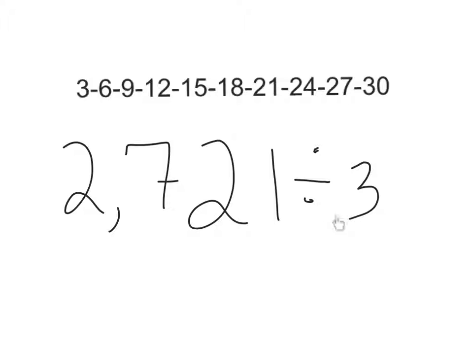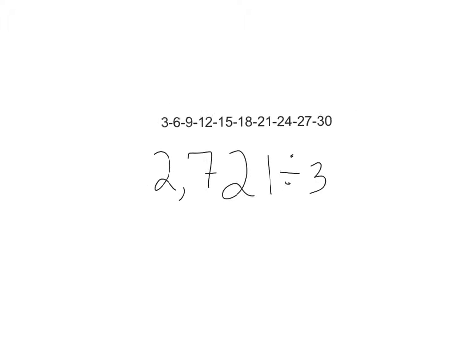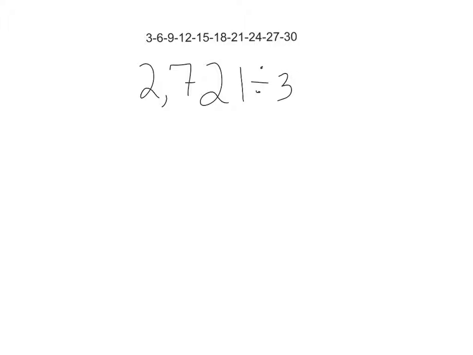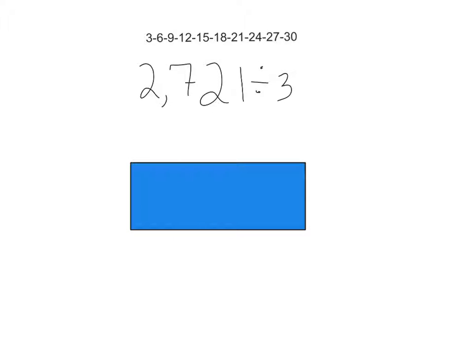2,721 divided by Big Bad 3. So first thing we want to do is counting by the numbers here. And we've got 3, 6, 9, 12, 15, 18, 21, 24, 27, and 30. So the next thing I want to do is shrink that and make a little more room for myself and create my first area box.